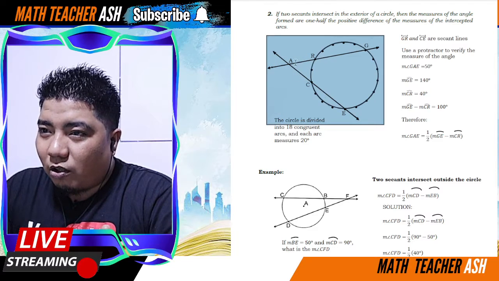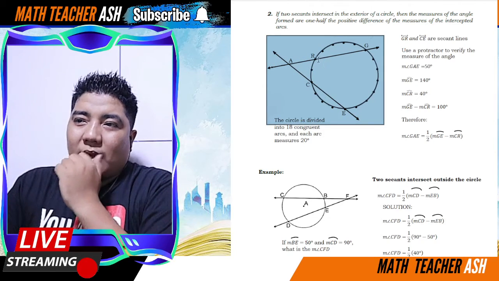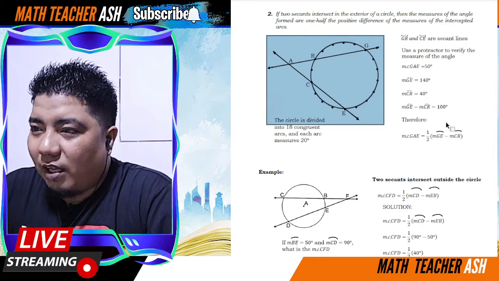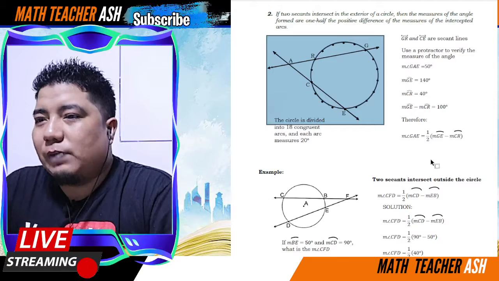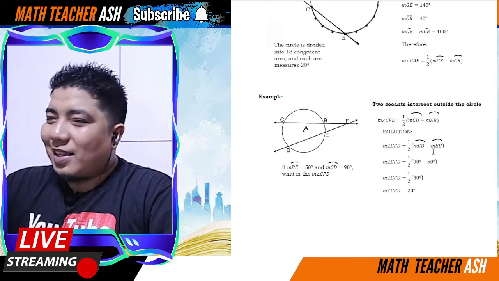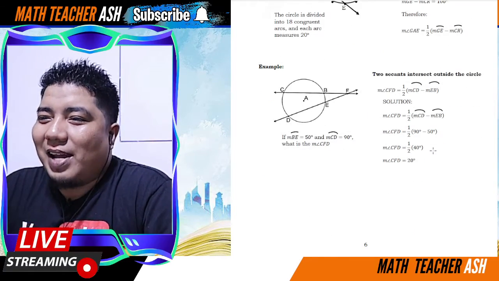Okay? Ito dito. Angle RAC. That is 50. So, you divide it by 2. Oh, okay? The answer is 50. Alright! Let us continue.